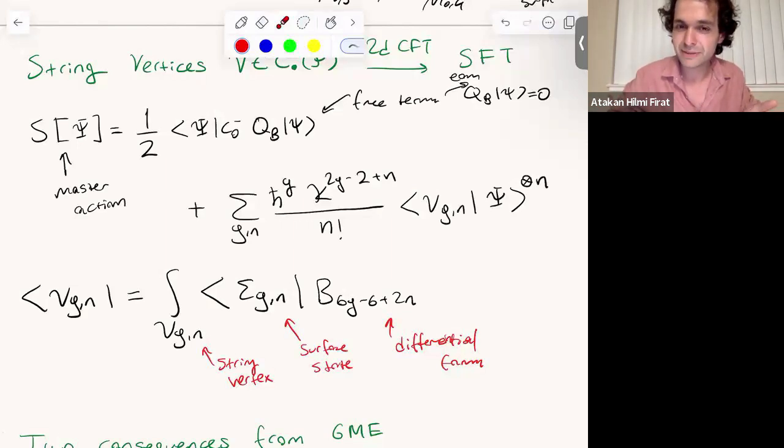Oh yeah, that was my question. And I also have another follow-up. So basically, what roles do the string vertices, like we have VGN, play? What do these do? What is their role in constructing non-perturbative solutions in this field of equations?